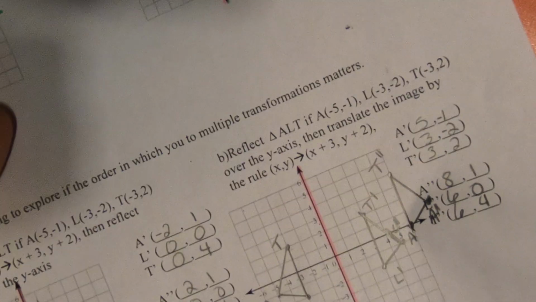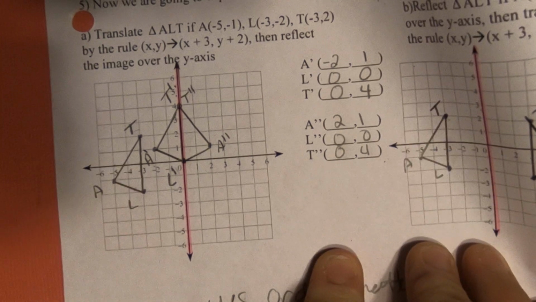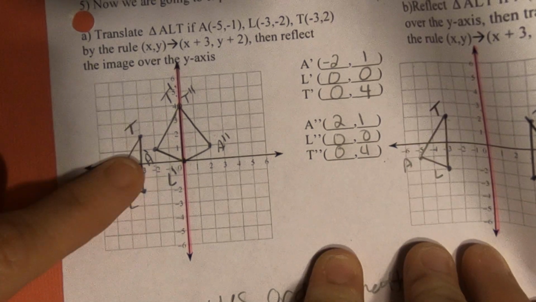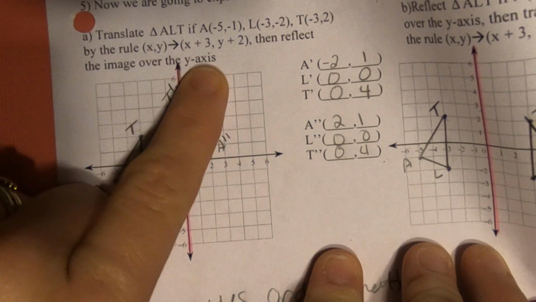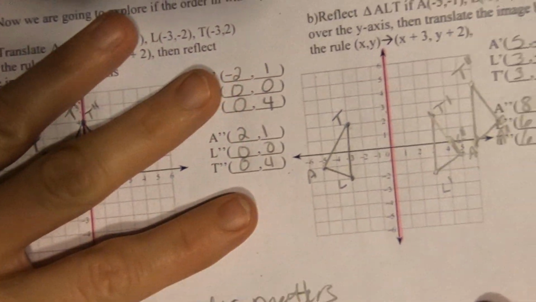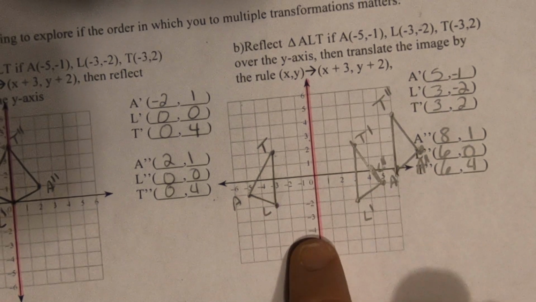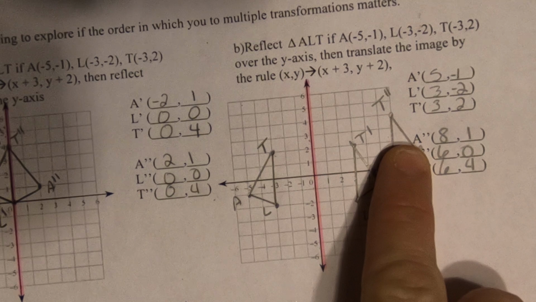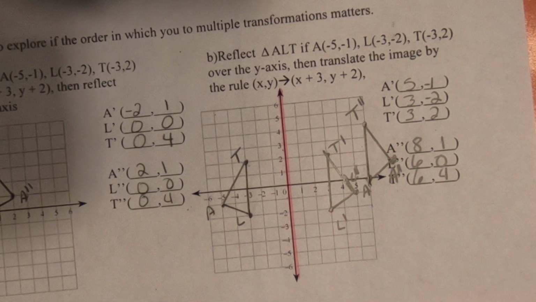Now that you've done both of these, okay, so here's 5A. We started here, we translated it, then reflected it. So you are translating x plus 3, y plus 2, then reflecting over the y-axis. This one, we're going to take the same shape, reflect it over the y-axis, then we're going to translate it. So we reflected, then translated. And the question was, does the order matter? Yes. Yes, it does. Okay. And that is it for multiple transformations.